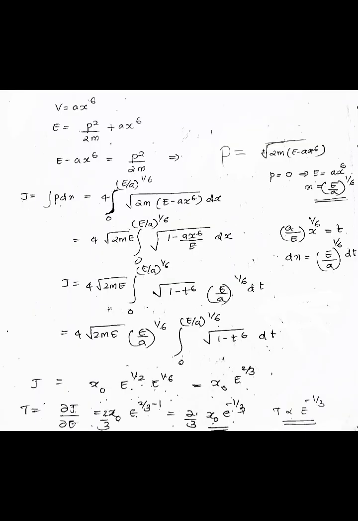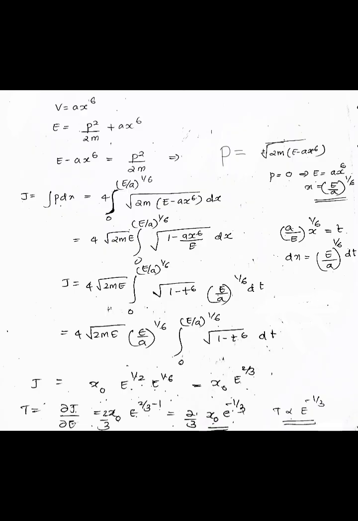So the next question is: a particle moves in the one-dimensional potential V is equal to A x raised to 6, A greater than 0 is a constant, and if the total energy of the particle is E, its time period in a periodic potential is proportional to dash. And here V is equal to A x raised to 6, E is equal to P square by 2m plus A x raised to 6. That is E minus A x raised to 6 is equal to P square by 2m. Then P is equal to plus or minus square root over 2m into E minus A x raised to 6.